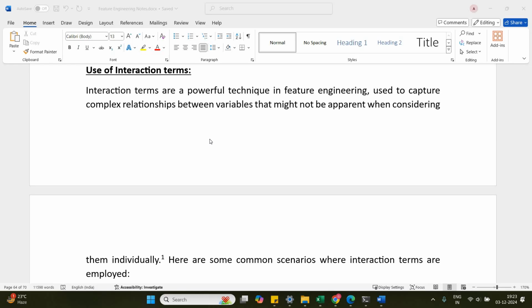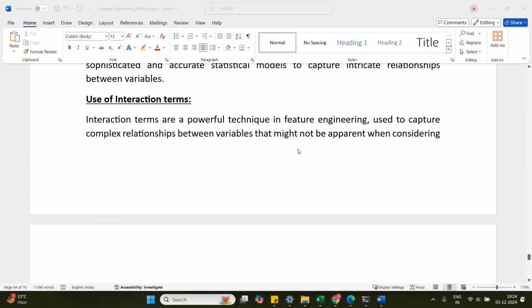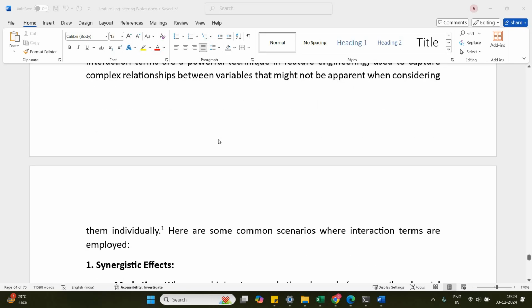When we have a data set, the individual features may not give you the combined picture when you are combining two or more features. The effect of two or more features may not be visible if you are just looking at the single features independently, individually. In that case, the complex relationship between these two or more features needs to be understood. Then we go for the interaction terms.